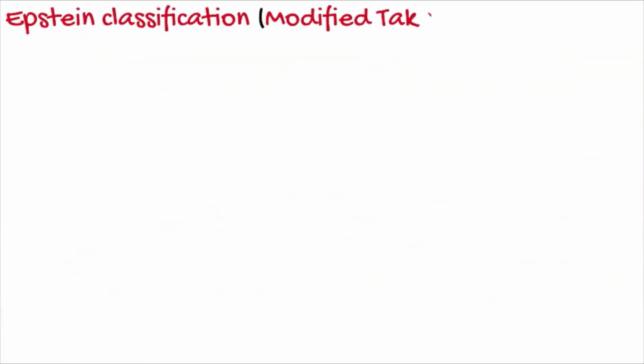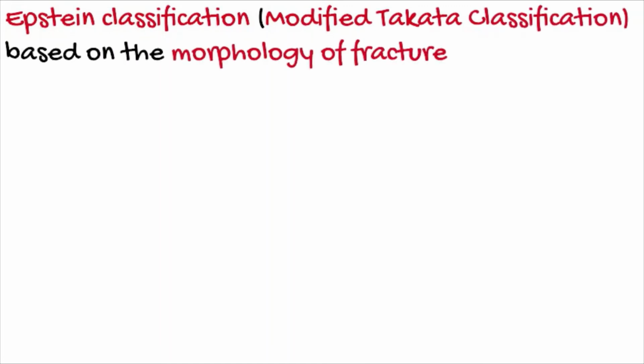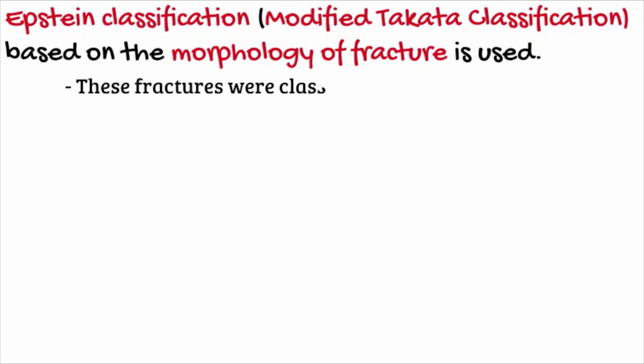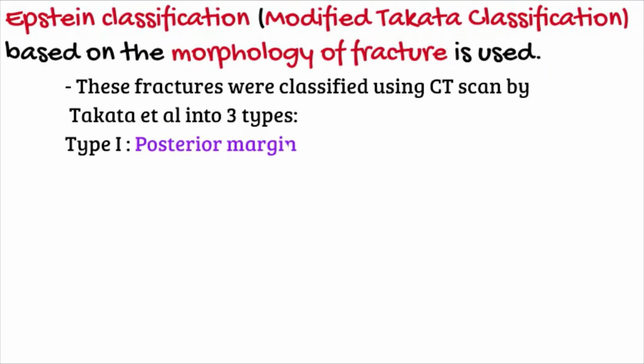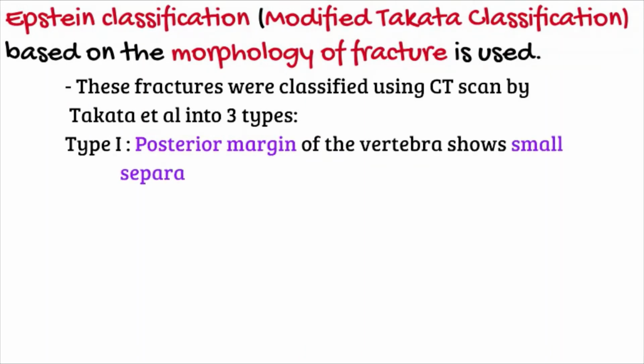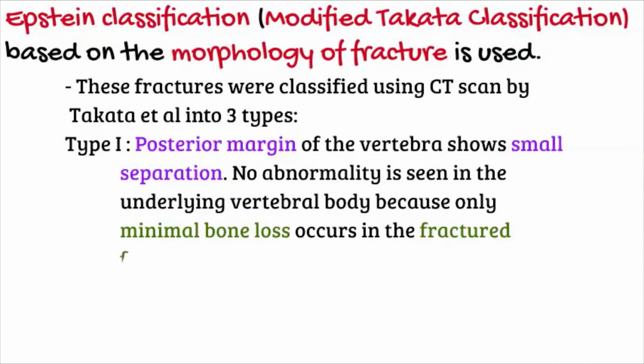There are many classifications that can be used. Among the commonly used is the Epstein classification. A modified Takata classification, based on the morphology of the fracture, is used. These fractures were classified using a CT scan by Takata et al., and it divides them into 3 types.